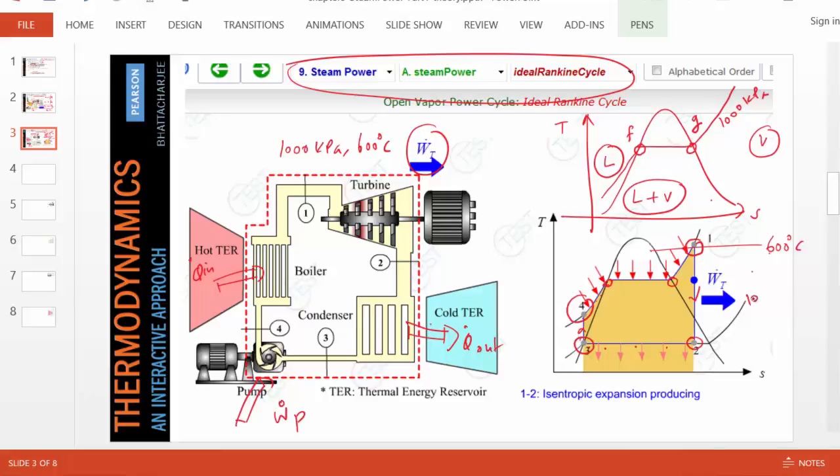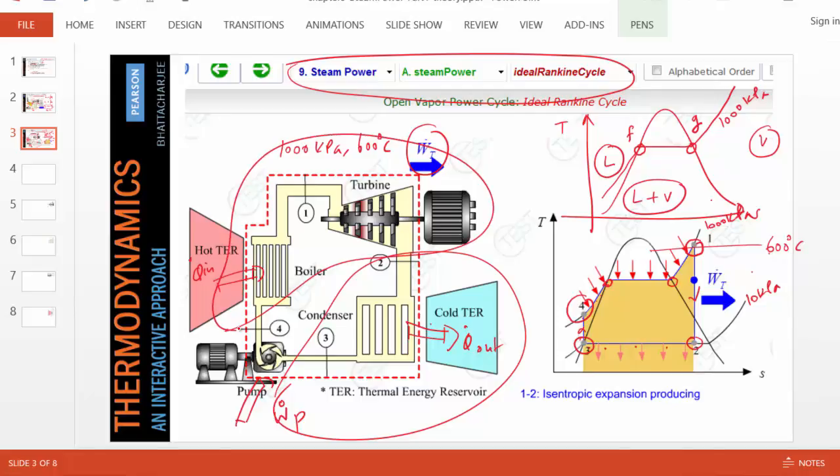So this is a 10 kPa line we assumed, and a 1000 kPa line. So there are two different pressures. On the low pressure side, we have 10 kPa on this part of the cycle, and on the rest of the cycle we have 1000 kPa, after the pump. So as you can see, the net area that is enclosed is proportional to the net power.